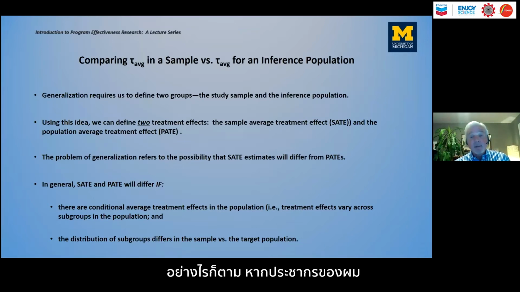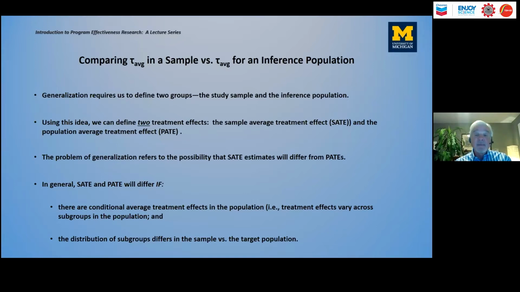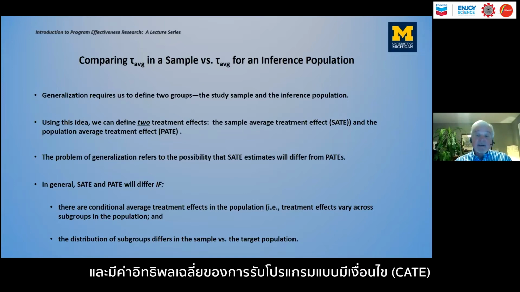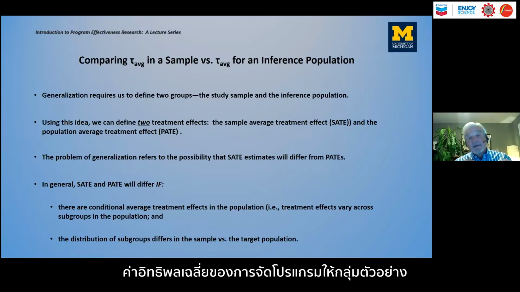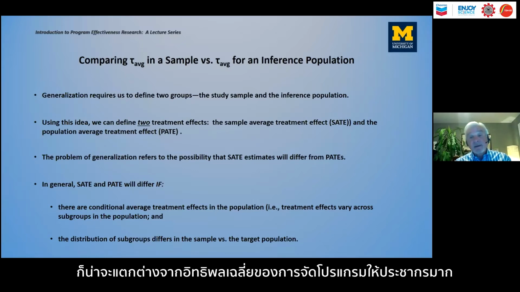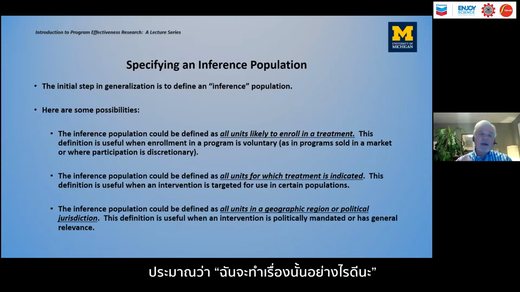If, however, my sample is very different from the population I wish to make an inference about, and there are conditional average treatment effects in the population, then the sample average treatment effect is likely to be very different from the population average treatment effect. So how can I do this? You begin the process of generalization by defining an inference population. Well, how do I do that?